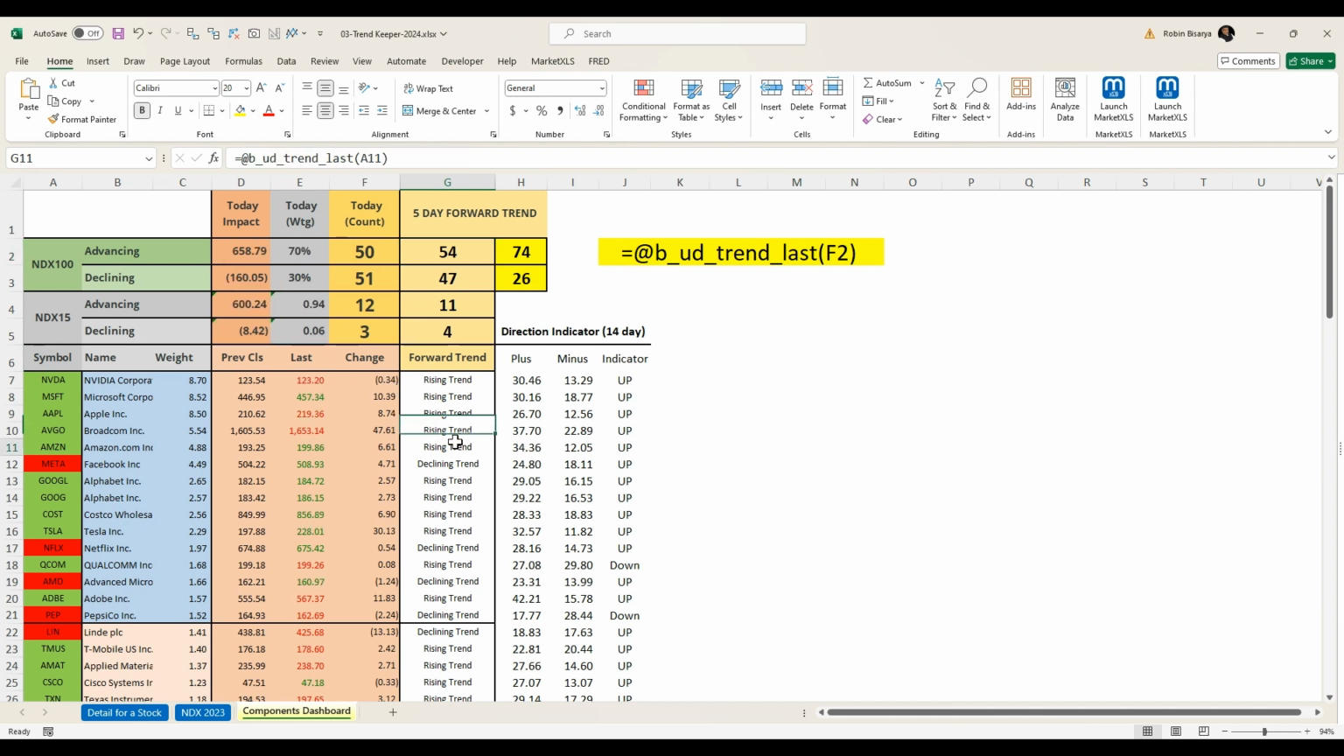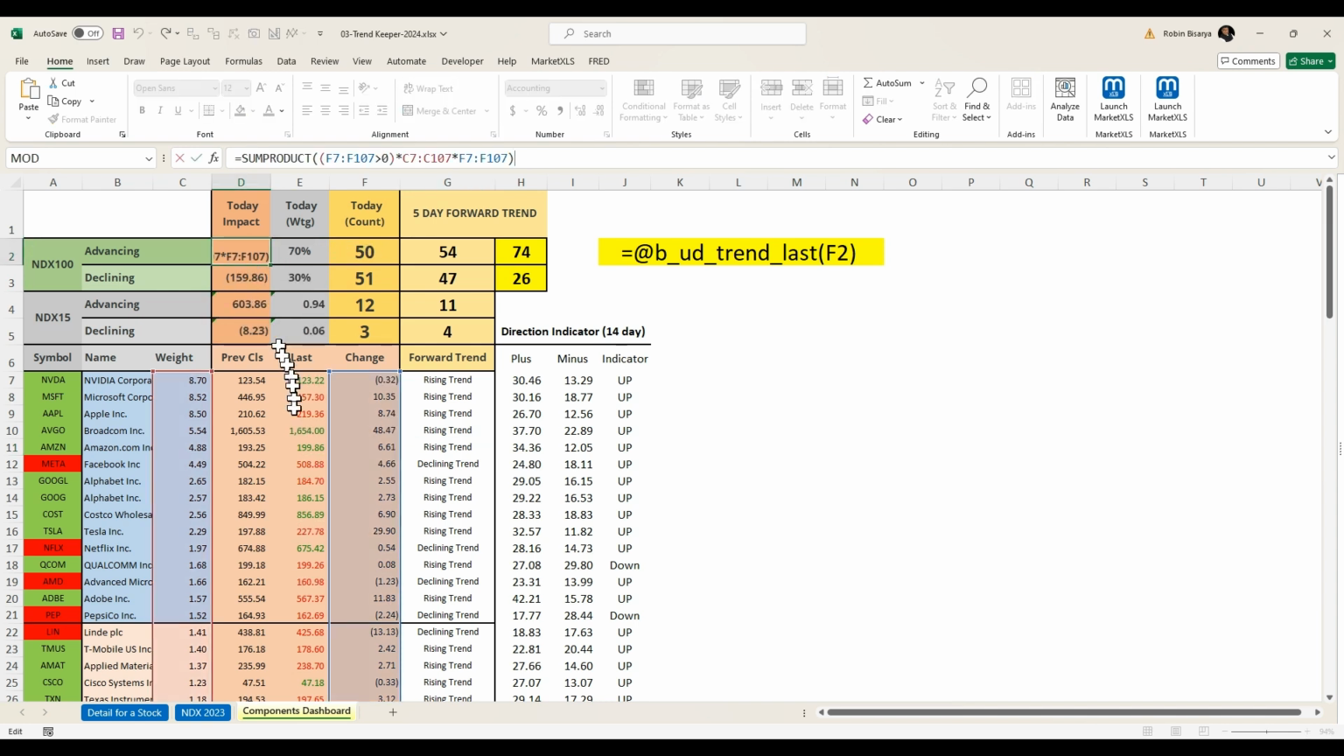This number here is a change times a weight. It essentially tells you the inflow and outflow of money in the index. Today, on a per unit basis, $540 have advanced, while $186 have been removed.